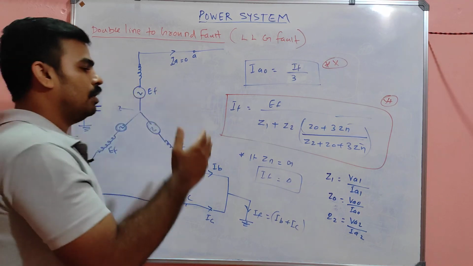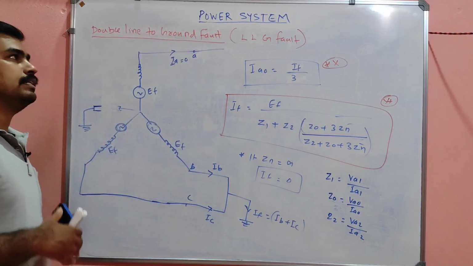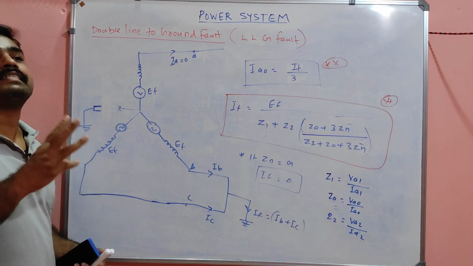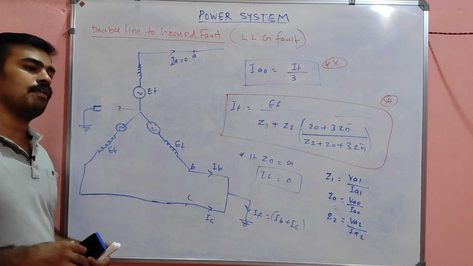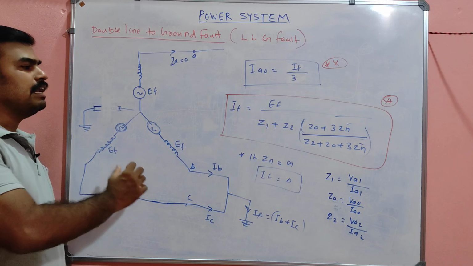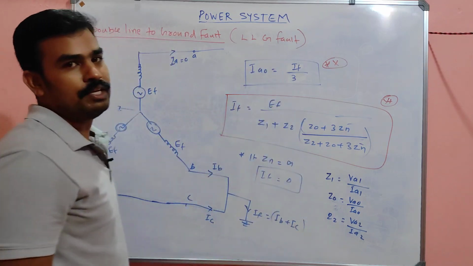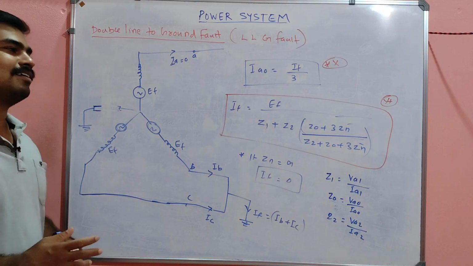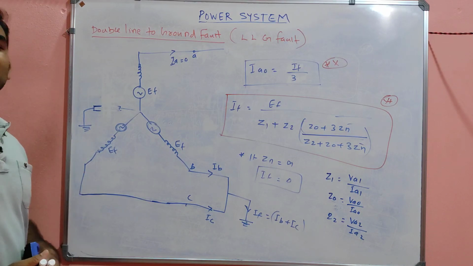So that's all about the different types of unsymmetrical faults. Very, very important. The LG fault and LL fault we focus on more. These relationships are very useful, and the theory also. So that's all for the double line to ground fault. Thank you.